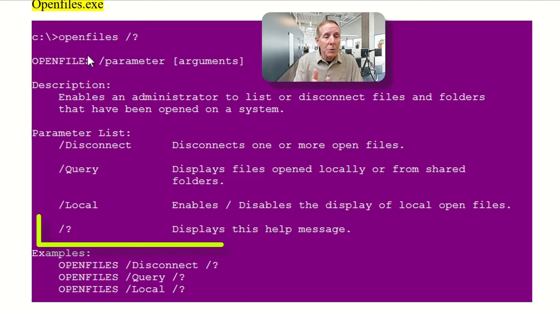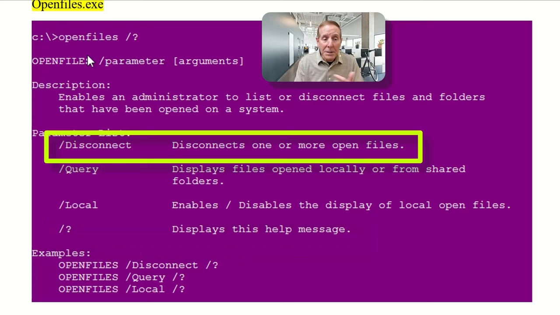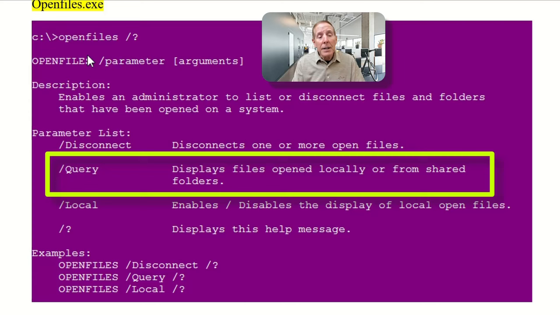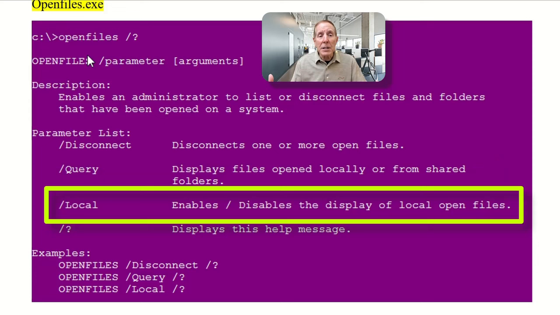The main parameters are disconnect, what we saw in PS Files as closing a file. They call it disconnect. Then you have query, which allows you to display open files. And then you have an interesting feature called /local. And that allows you to see all the open files by the local operating system. You can either enable that or disable that, or by default, you can just see open files from people remoting into your PC or your server in most cases.